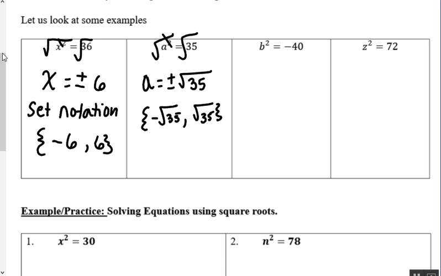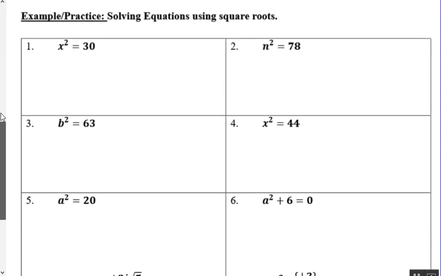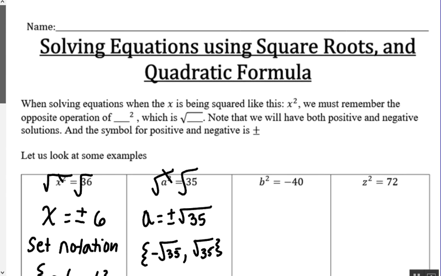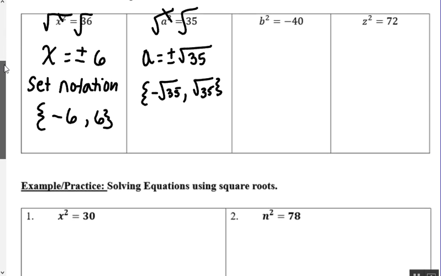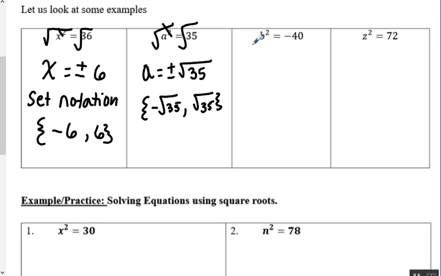Alright, so for this one, we're on lesson 5. Again, same thing, we're gonna take the square root of both sides. And then we have b equals, don't forget plus or minus. And then here we have square root of negative 40. And then remember that whenever we have a negative under a radical, that turns into i.